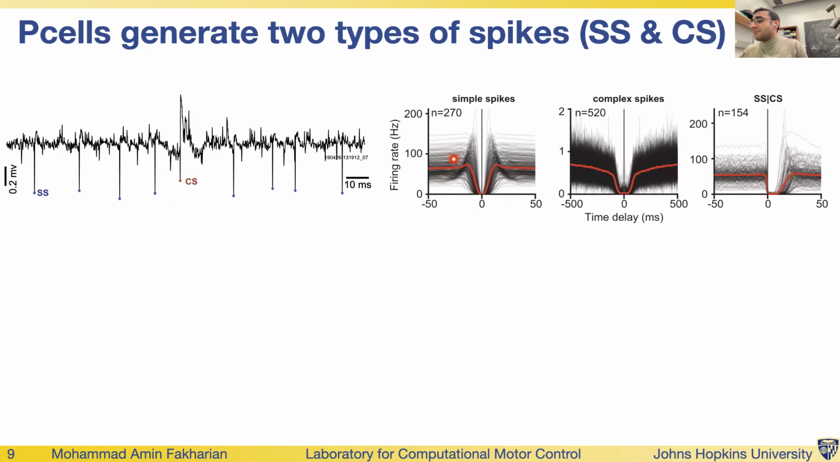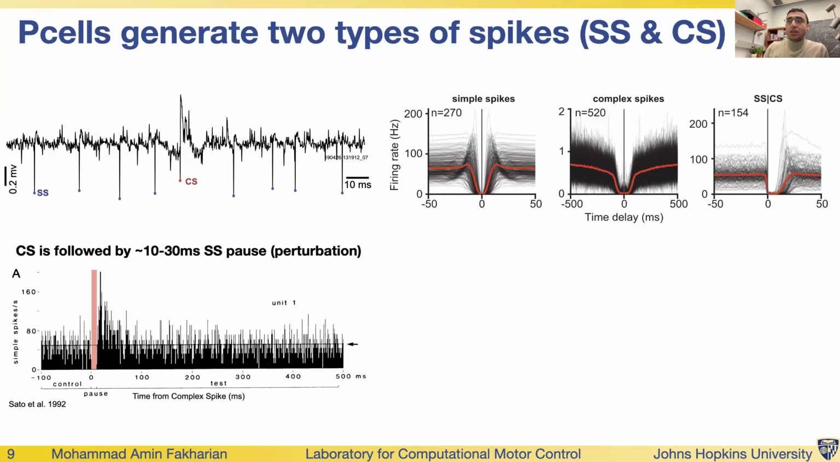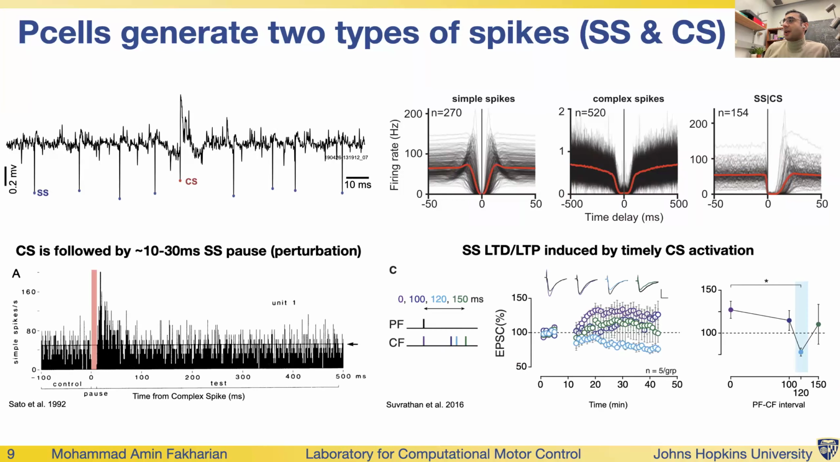We know that there are simple spikes that have a baseline around 50 to 60 hertz. We have complex spikes that have around 1 hertz of baseline activity. And the simple spikes are followed by a complete pause after a complex spike. There's a pause in the simple spike right after a complex spike happens, for 10 to 30 milliseconds. This has been studied widely since 1992. Another property of the complex spike is that they induce LTP and LTD in the simple spikes after they're followed by a specific delay after the parallel fiber.